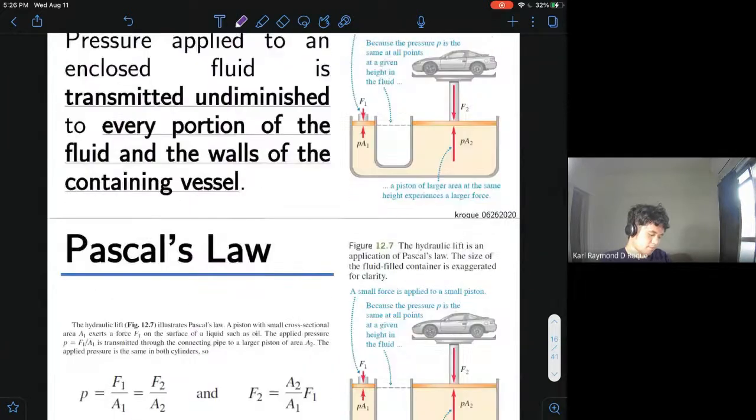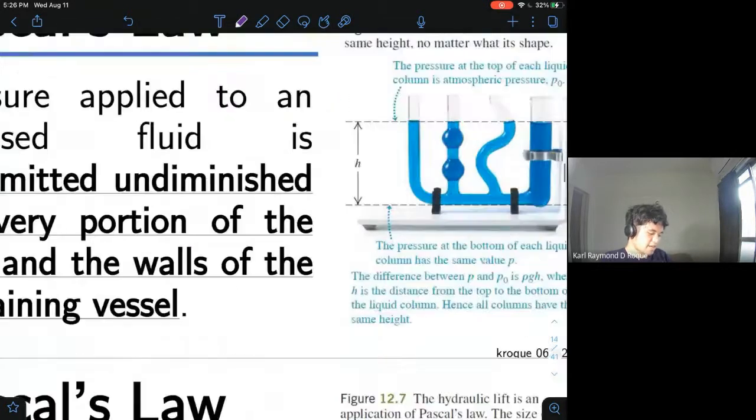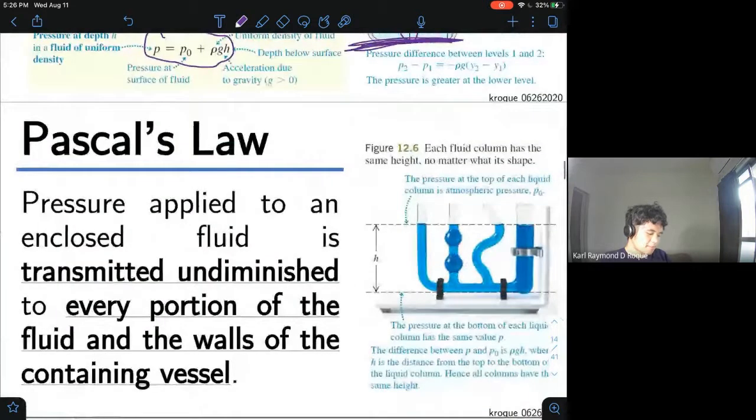Okay. Sige, let's go. Pascal's law. Pressure applied to an enclosed fluid is transmitted undiminished to every portion of the fluid and the walls of the vessels.